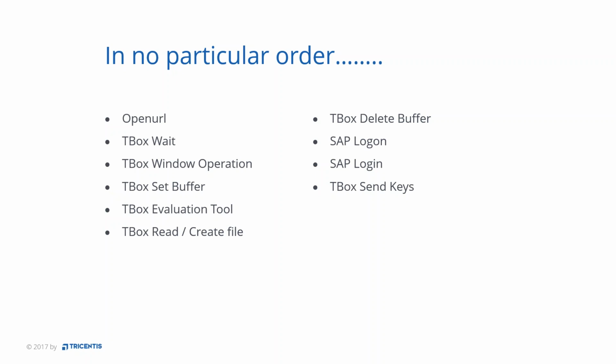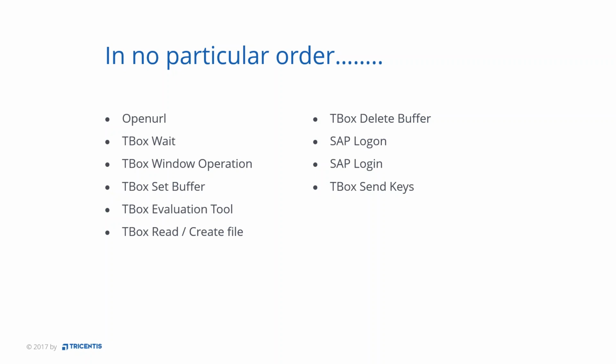Tbox window operation. This sends specific commands to a window. Tbox set buffer. This allows you to create or verify a buffer value. The Tbox evaluation tool allows you to perform comparisons normally outside of what you would be doing within the system under test. Tbox read create files allows you to read and create text files.